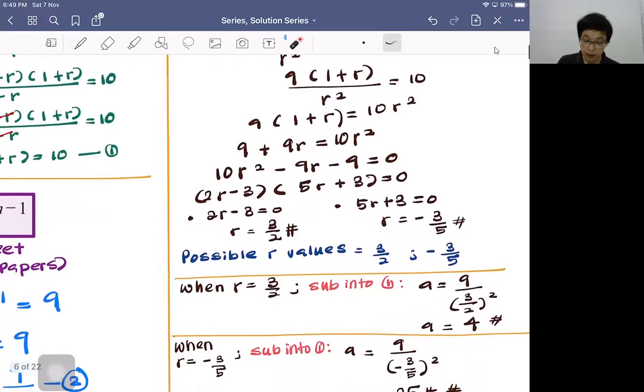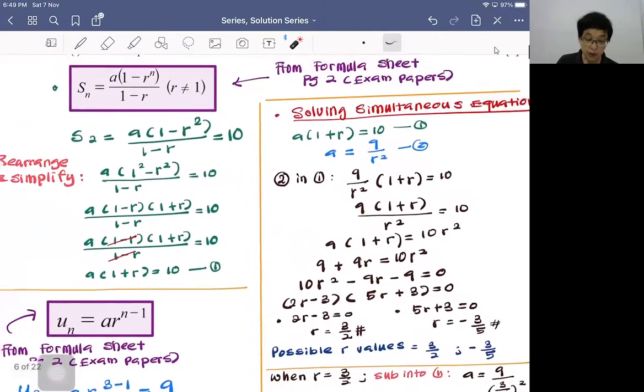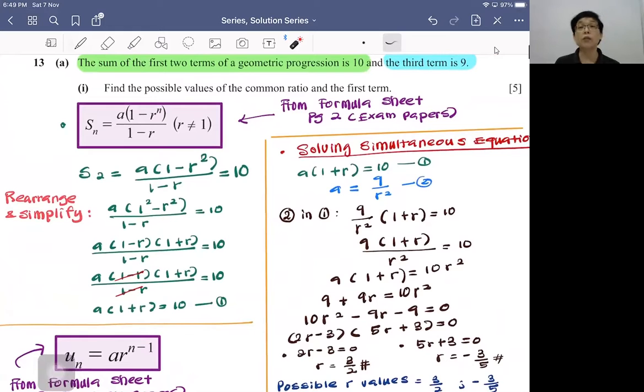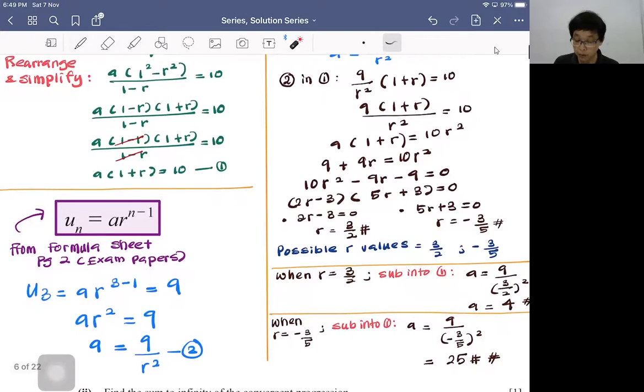And from there, we get the two respective factors. Then from here, we take turns to solve each factor to equal 0. We get the first r as 3 over 2, and the second r, we get it as minus 3 over 5. And as the question asks for the possible values of the common ratio, there you go. You have got the two possible values, which is r possibly being 3 over 2 and minus 3 over 5.